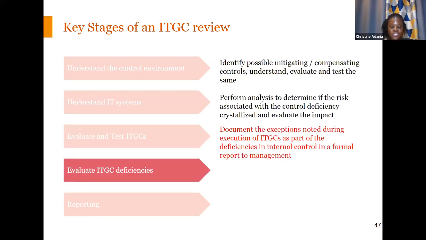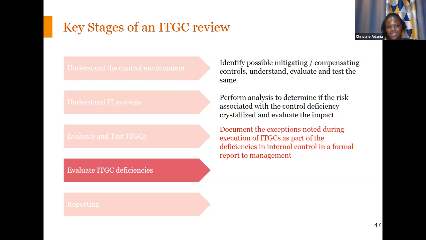Then after that, you evaluate those ITGC deficiencies. So what are the gaps that you have noticed? What is amiss? What risks are staring at you in the face? What risks are trying to be addressed, but they're not being addressed? So you can structure your deficiencies around the risks that those gaps present.